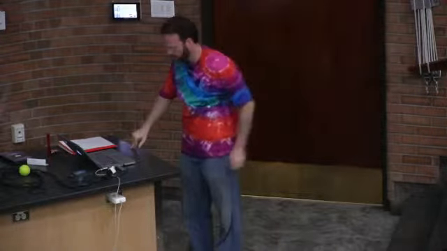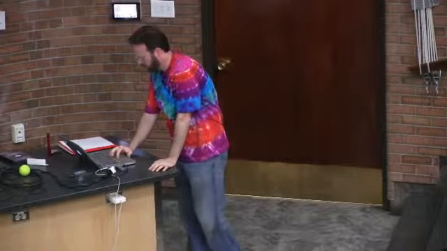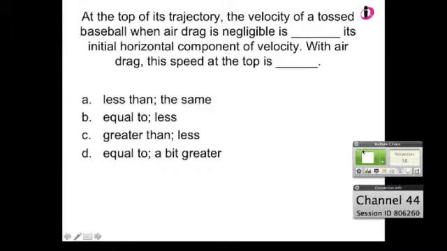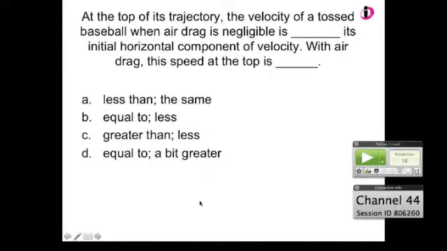10, 9, 8, 7, 6, 5, 4, 3, 2, 1. Some of you aren't voting. There we go. Okay, most of you think B. Good. Good. I was hoping you'd get that, especially after the first two questions.